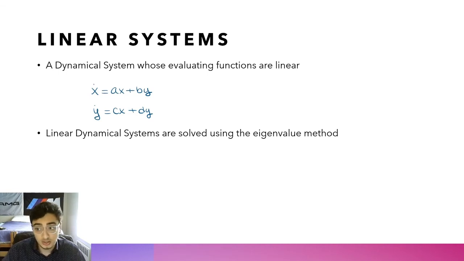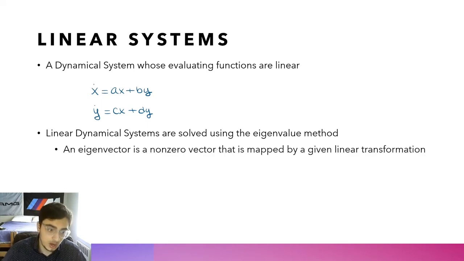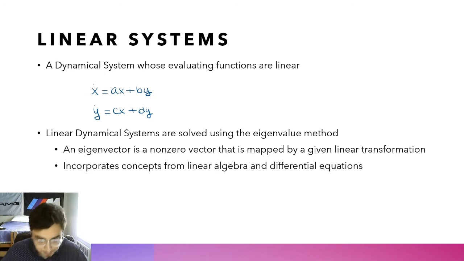So nonlinear systems and linear systems are solved differently, but in this case we're going to be using the eigenvalue method. For those who do not know what an eigenvalue method is, an eigenvector is a non-zero vector that is mapped in a given linear transformation. So this is a linear algebra slash differential equation method, and it essentially helps us to map out the vectors and better find the patterns within a system.